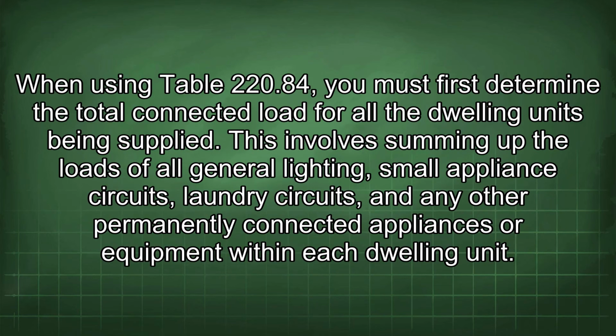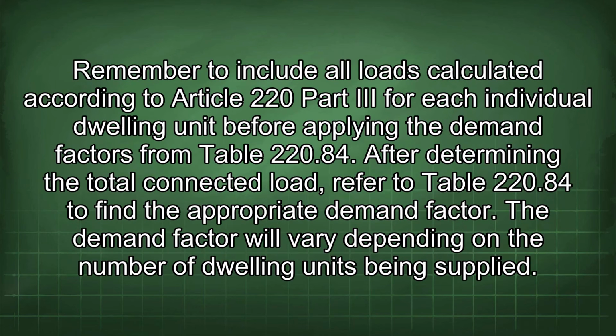When using Table 220.84, you must first determine the total connected load for all the dwelling units being supplied. This involves summing up the loads of all general lighting, small appliance circuits, laundry circuits, and any other permanently connected appliances or equipment within each dwelling unit. Remember to include all loads calculated according to Article 220 Part III for each individual dwelling unit before applying the demand factors from Table 220.84.